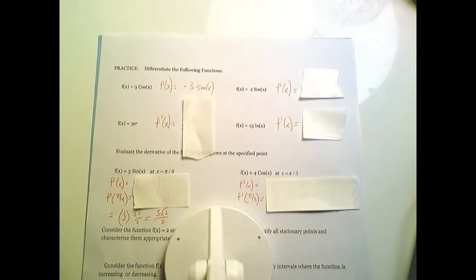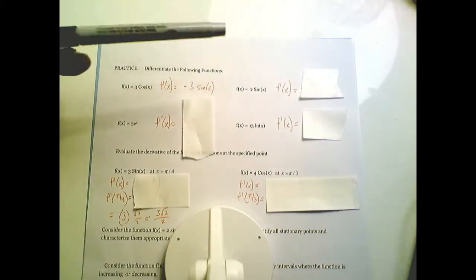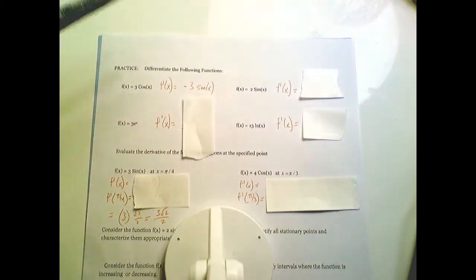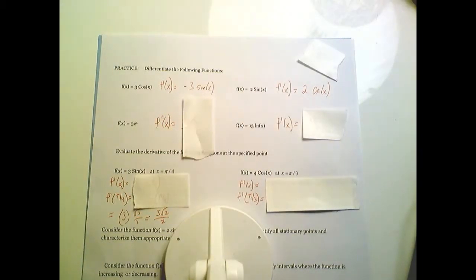What's the derivative of 2 sine x? Well, it's 2 times whatever the derivative of sine x is. That's one of the properties of the derivatives. We're going to have 2 times cosine of x.